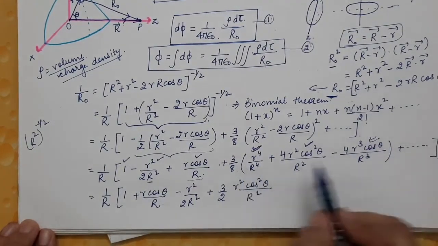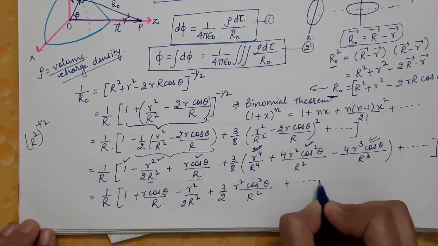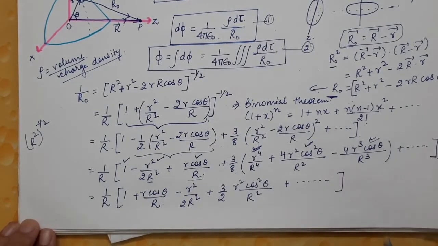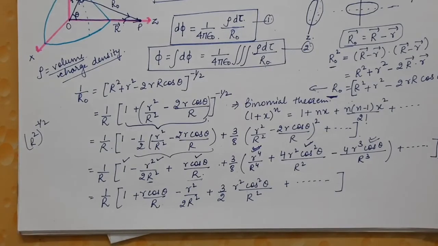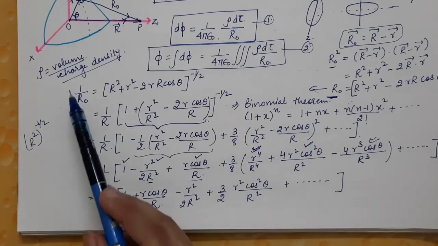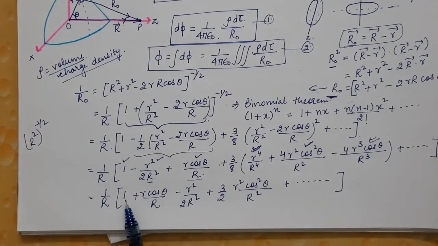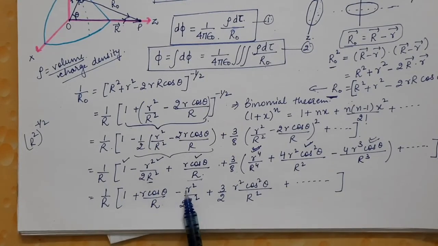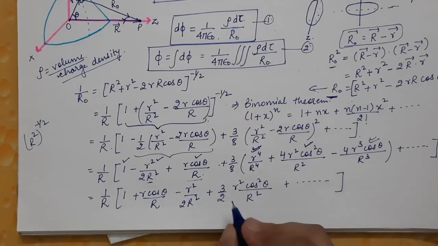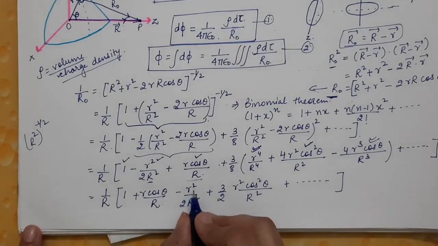So all other terms except these 4 terms will be consumed in the higher terms. So we have just expanded 1 by r naught in terms of powers of small r. This is small r power 0, this is small r power 1, this term is r square, and this is also r square. So this can be further simplified, that is, we can take r square outside.